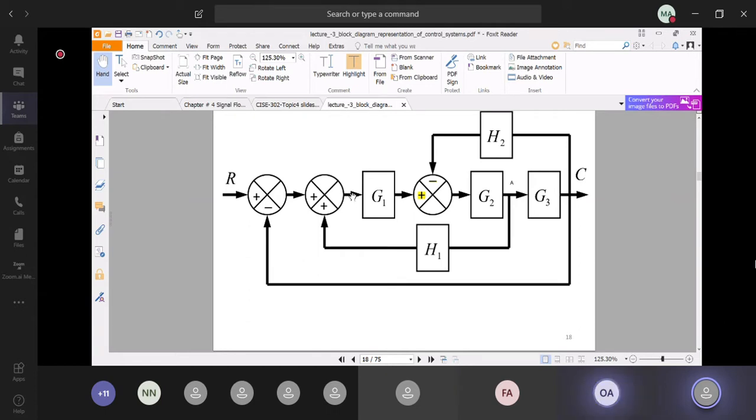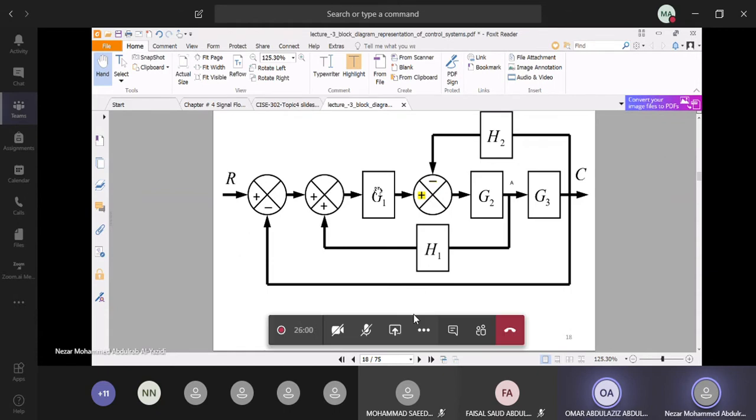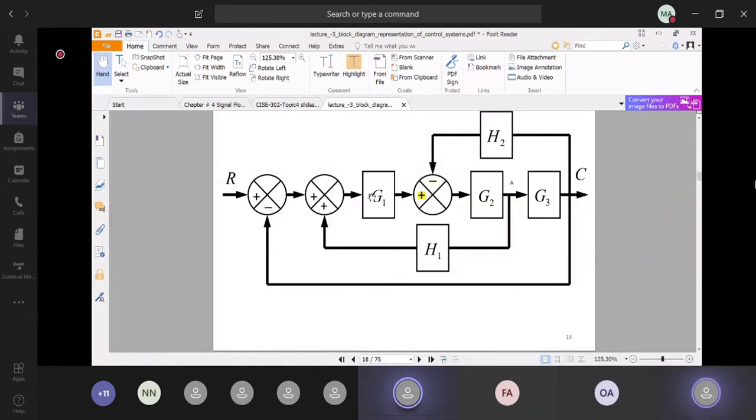What will happen if I move this summation before G1? We'll add 1 over G to the H. If I move this summation before G1, I will add 1 over G at this branch. So it will be multiplied by the H2. And here G2 will be multiplied by G1, okay? You got the point?